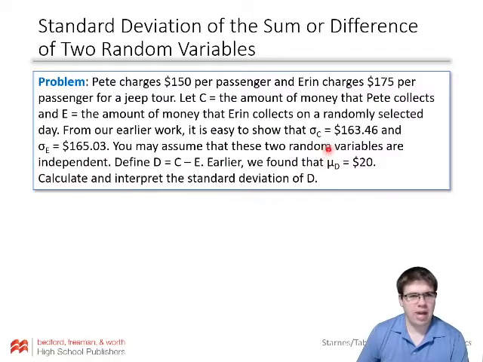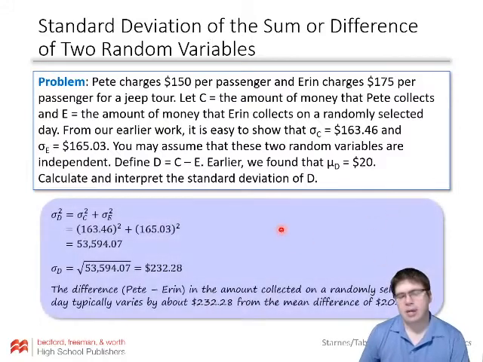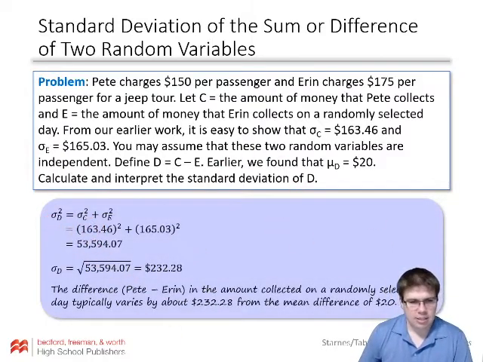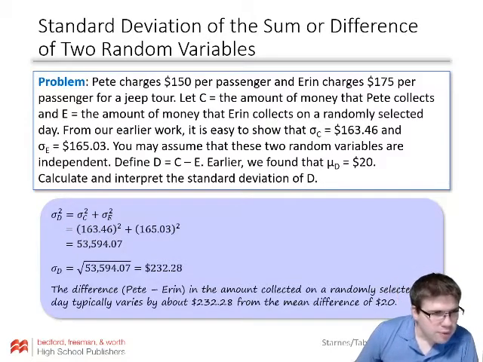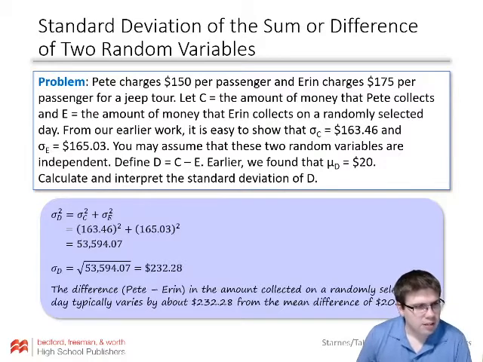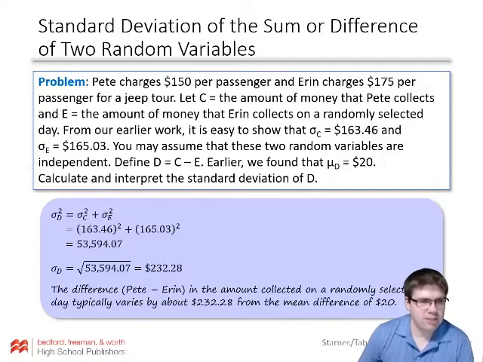So basically we're going to add those variances. We're going to need to square Pete's number, square her number, add them up, and square root to get that variability. So we get a variance of 53,594. This is why we stay away from these numbers. It's a squared amount, and it's weird.